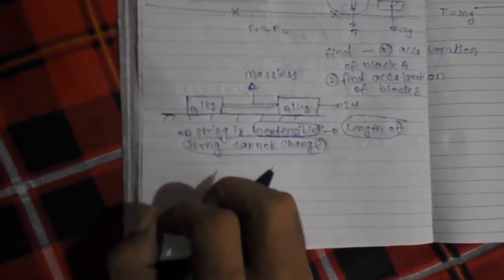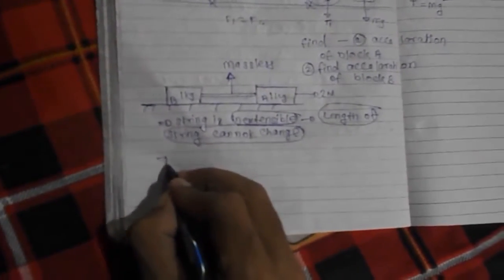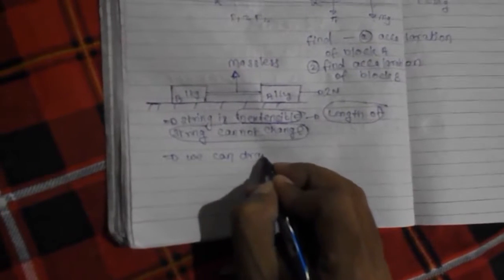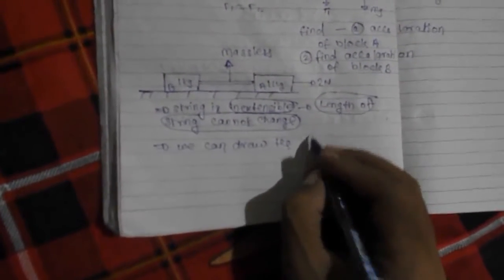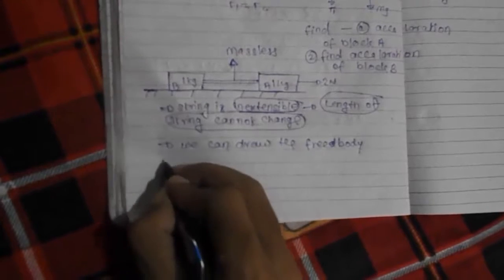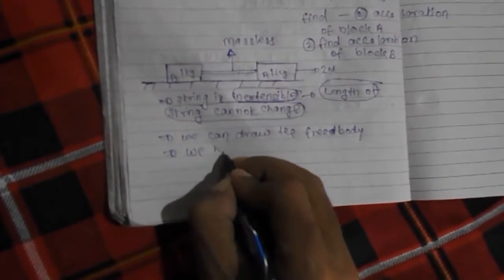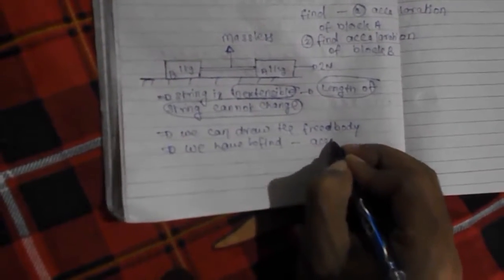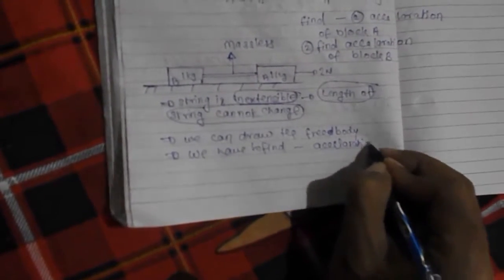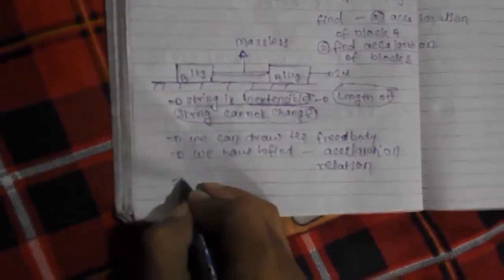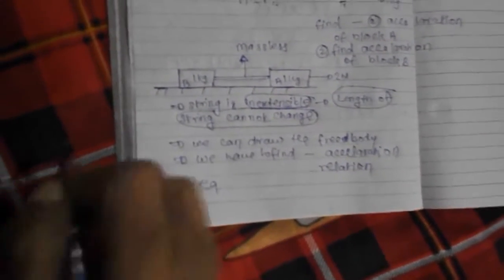Okay guys, our fundamental steps are: first, we can draw the free body diagram, and then we have to find the acceleration relation. We have to think about how the accelerations of different bodies are related. And third is writing the equation. Our third step is writing the equation.